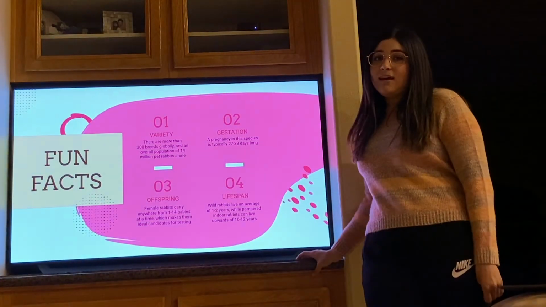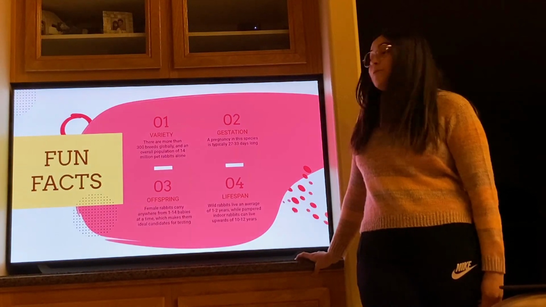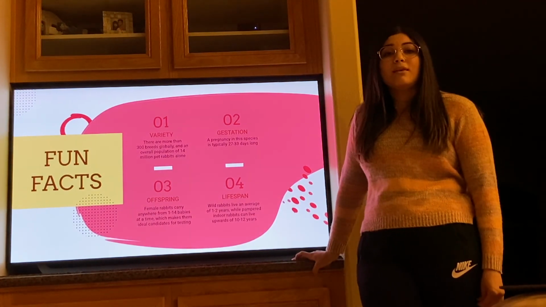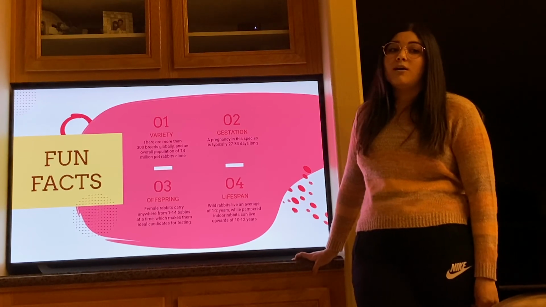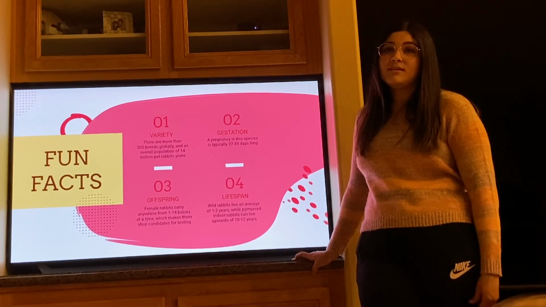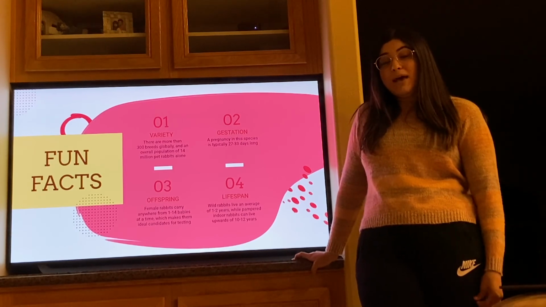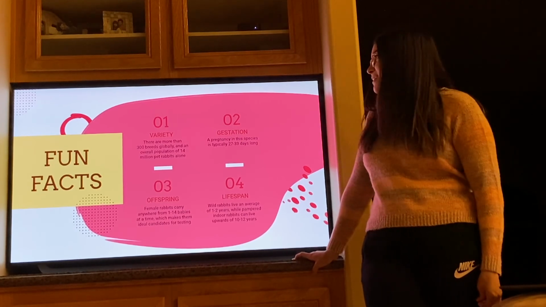To begin, they are quite various. They do have 300 breeds across the globe. 14 million of those are domesticated rabbits, and they're used as pets, which is crazy because if there's 14 million rabbits used as pets, then how many are there in the wild?